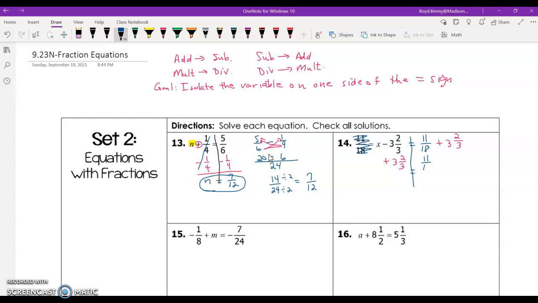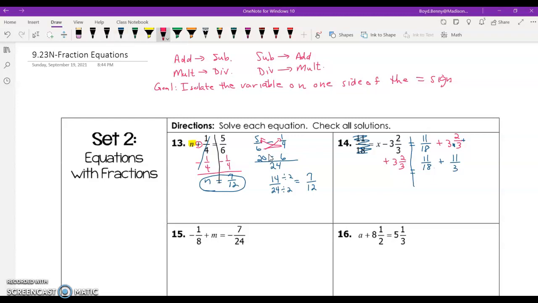And the way you change a mixed number to an improper fraction is you multiply the whole number times the denominator. 3 times 3 would give us 9. And then I'm going to add the numerator. Plus 2 would give us 11. So this would be 11 over 3. Now, we can do the same process as before.